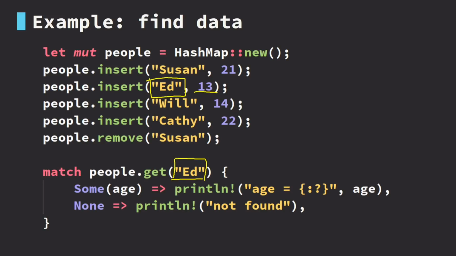We're using a match here because it's possible that the key you look for does not exist within the hash map. So if it does exist, we'll get some data. In this case, it'll be an age. We will print out that the age equals whatever it happens to be. If we search for a key and it doesn't exist, we'll get none back, which indicates that we searched for a key and the key was not found within the hash map. We then will print out not found.